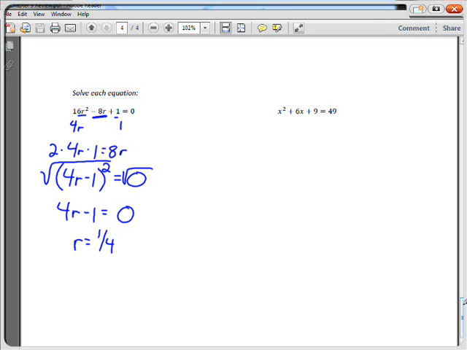On the next one, let's check and see if this is a perfect square. x squared is a perfect square. The square root is x. 9 is a perfect square. The square root of that is 3. So 2 times x times 3 is 6x, which is what I'm looking for. And so this is going to factor then to x plus 3 squared equals 49.